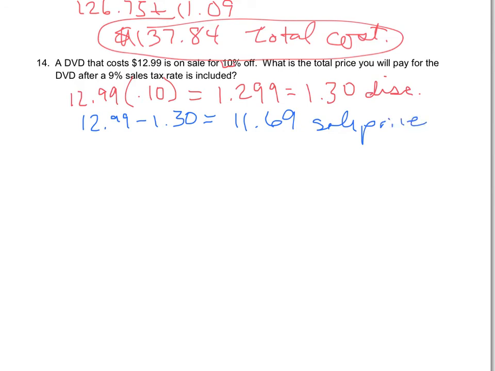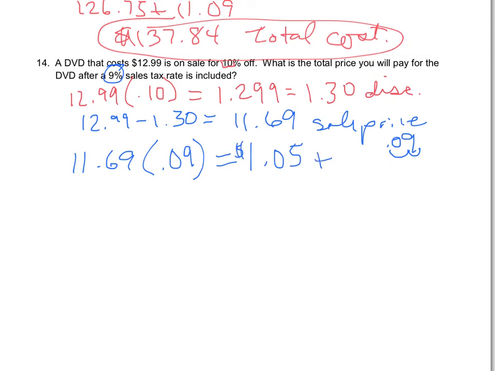Okay. All right. So if I didn't have tax, that would be my price. But I do have tax, so I'm going to take my sale price, $11.69, multiply that again by the tax, 9%. Well, 9%. I'm going to go ahead and move my decimal over 1, 2. So 9% as a decimal is 0.09. Okay. So multiply that out, and I end up with 1.05. That's how much dollars I have in tax.